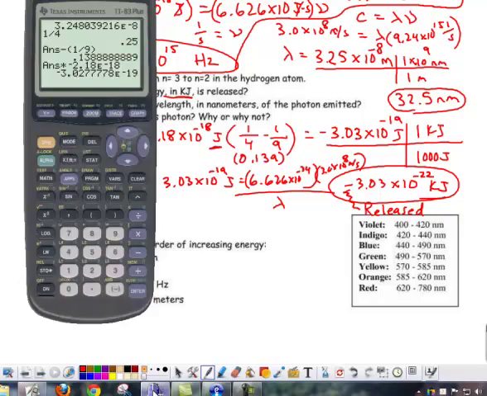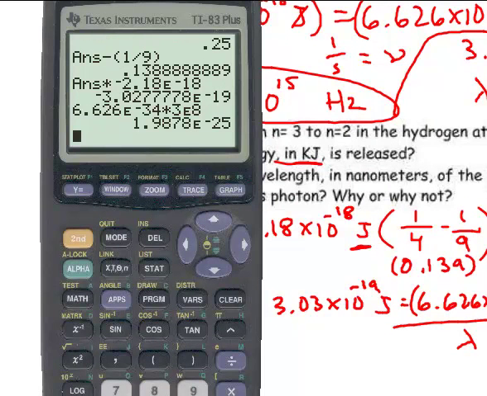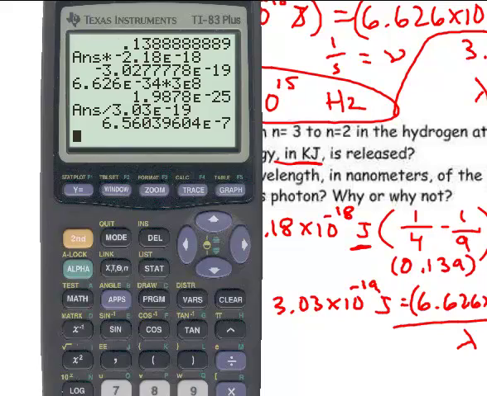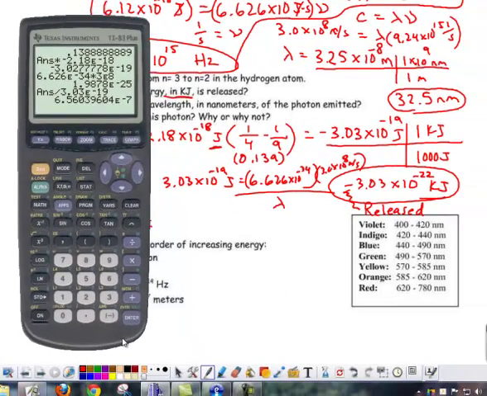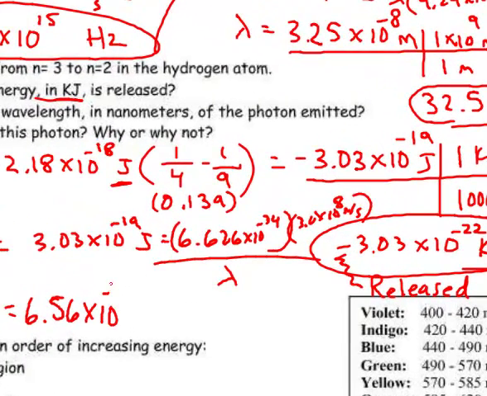6.626 times 10 to the minus 34th times 3 times 10 to the 8th. That's the top value, divided by 3.03 times 10 to the minus 19, and you get 6.56 times 10 to the negative 7. Now that is meters, remember. This is joule seconds, and 1 over seconds. So joules and joules cancel, seconds and 1 over seconds cancel, so you get meters.